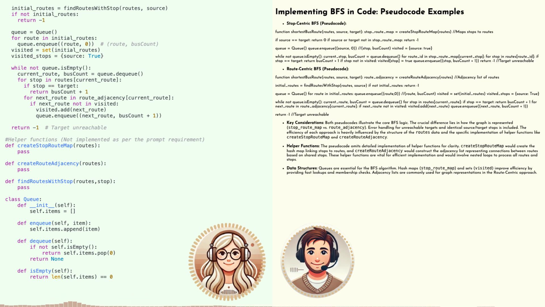So we start by adding our source stop to the queue, and then we enter a loop that continues as long as there are still stops in our queue. And in each iteration of the loop, we dequeue a stop, use our map to find all the routes that pass through it, and then we basically simulate taking each of those routes, checking every stop along the way to see if it's our destination. And for each new stop, we check if we've already visited it. If not, we add it to the queue.